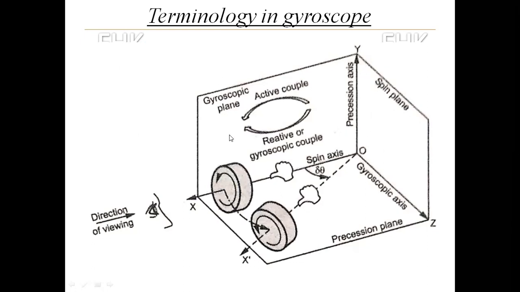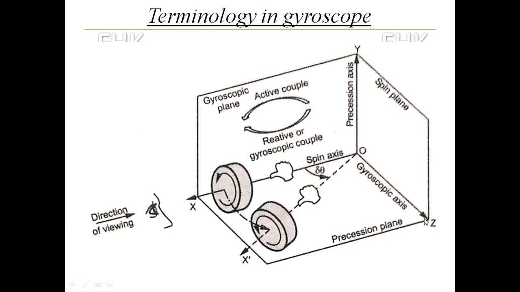Spin plane. From top view you can't see the rotation of the rotor. From front view, from this direction, I'm showing with the help of the cursor, you can't see the rotation of the rotor from front view or top view, but you can see the rotation of the rotor from the arrow direction. So that shadow you can see on that plane. So that plane is called the spin plane.